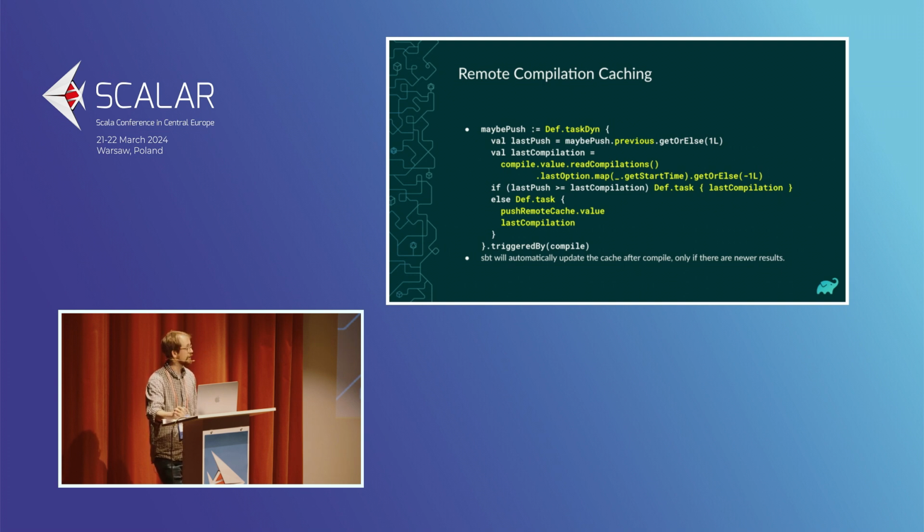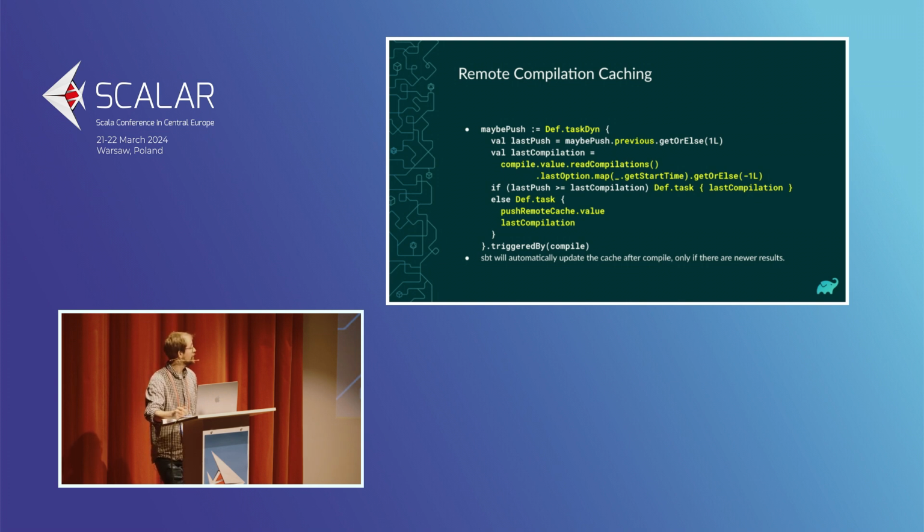Last compilation relies on some other APIs from SBT. The compile task, if you don't know, produces what's called the analysis, which is basically the output of Zinc, the relation between symbols and so on. But it also has some information about the compilations that happened. We can get the compilations out of this analysis. We get the last one, its start time, and that's it. We have the time of the last compilation.